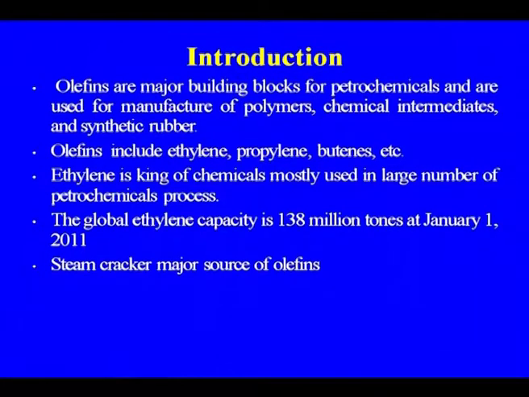The steam cracker is a major source of olefins. As we discussed earlier with the FCC, there are two major sources of olefins, especially propylene: one is the naphtha cracker, the other is the FCC. We have already discussed the FCC in detail, so I will not discuss that part, but the recovery part we will discuss again while discussing propylene. So, let us discuss some aspects of naphtha cracking.